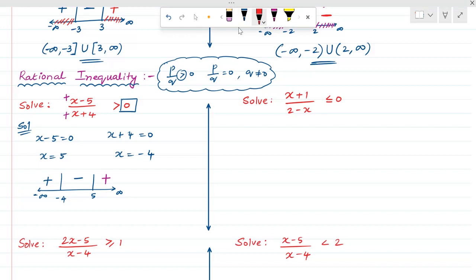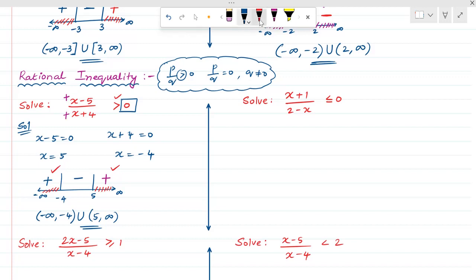What I need here is more than, only more than. Therefore we have two intervals, where the sign is plus. So what are the intervals here? Minus infinity to minus 4, open. Why open? It is not given equal. So union, open 5 comma infinity.